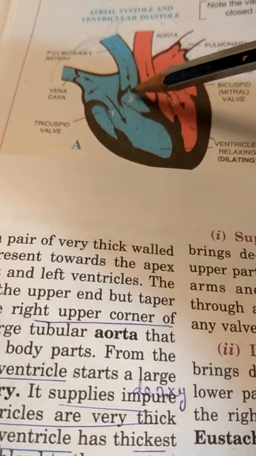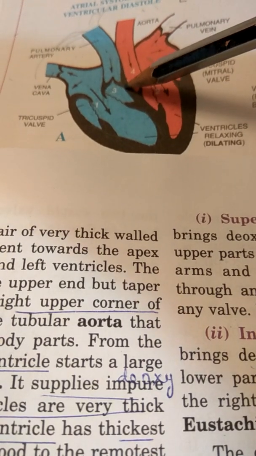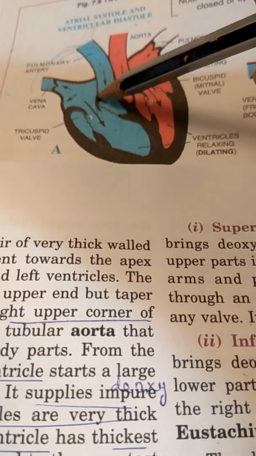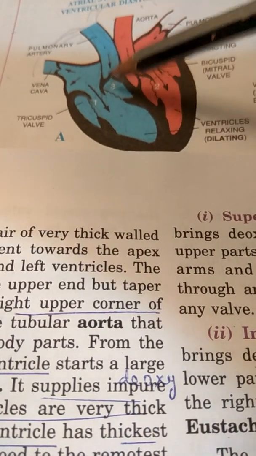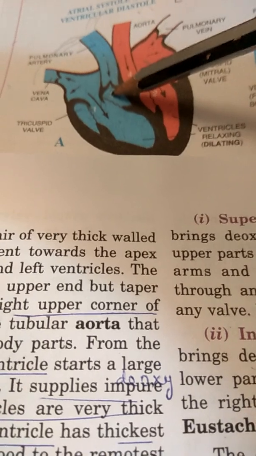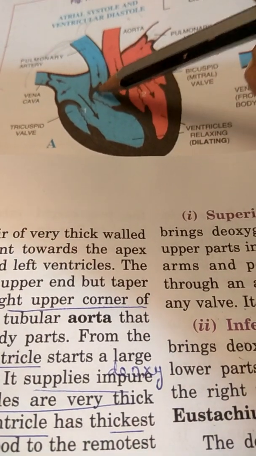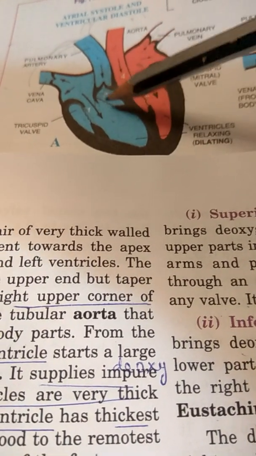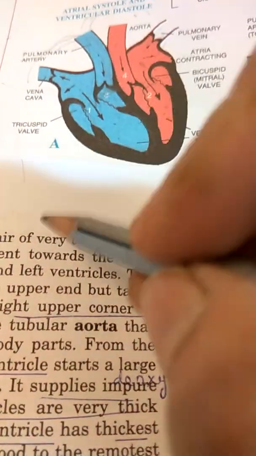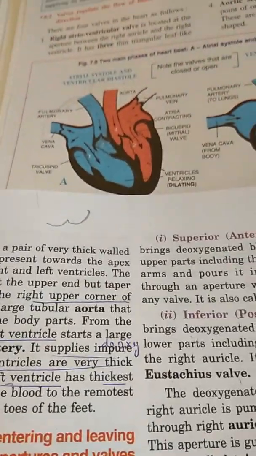One branch will go into one lung and the other into the other lung for oxygenation. Then this pulmonary artery, when it arises at its base, there is an opening between the right ventricle and the pulmonary artery. A valve is present at its opening called pulmonary semilunar valve, because this valve is half moon shaped. So it is called a semilunar valve.